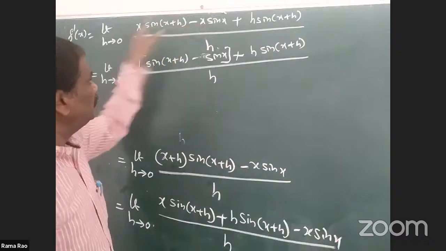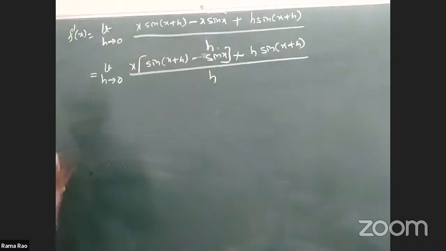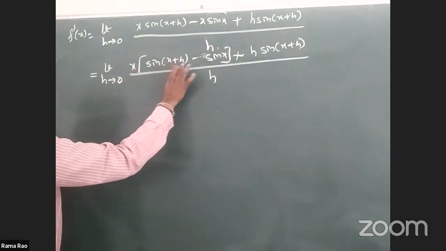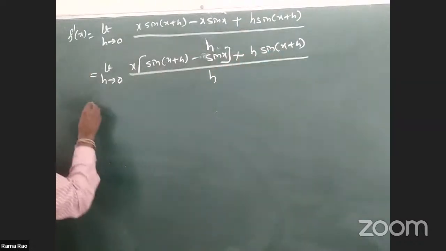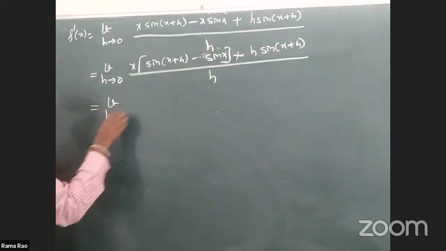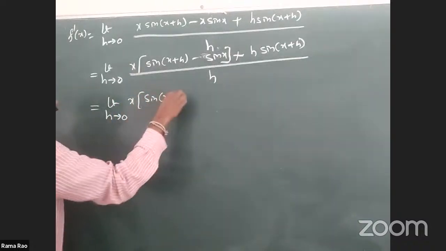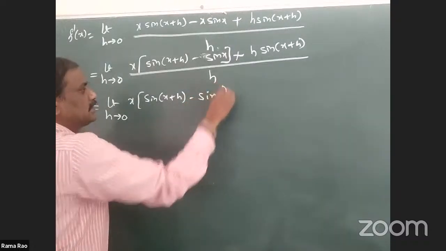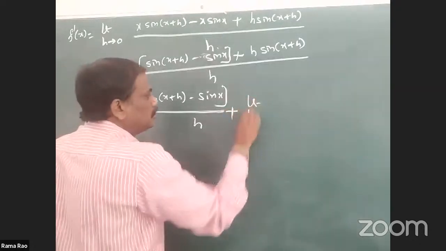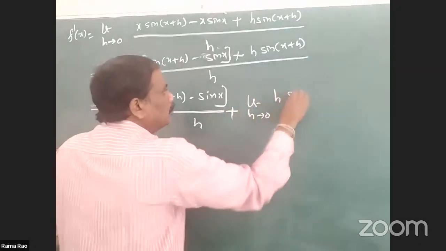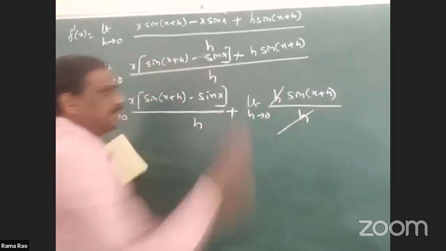In these two terms, x is the common. If you take it common, the remaining function is sin of x plus h minus sin x. h into sin of x plus h can be split into two terms. Limit h tends to 0, x into sin of x plus h minus sin x by h, plus limit h tends to 0, h into sin of x plus h by h.